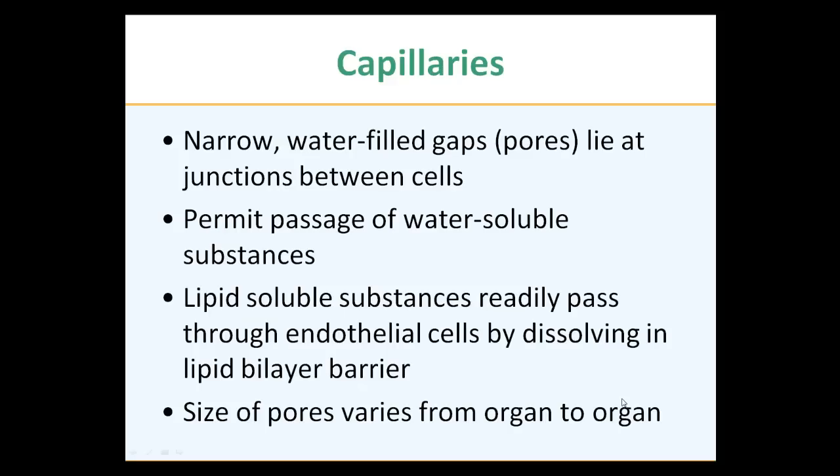If we are to describe the capillaries, as I told you earlier, they're narrow, and they have very small gaps in between the junctions of the cells, and those gaps, we call them pores, will allow the exchange. It will permit the passage of water-soluble substances and lipid-soluble substances. As I told you earlier, they will go through the endothelial cells, dissolving in the lipid bilayer, and go to the other side, to the interstitial space. Now, the size of the pores, as we will learn when we get to the kidney and so on, will vary. Also, the intestine has much bigger pores. They will vary from organ to organ, and that will allow the diffusion.